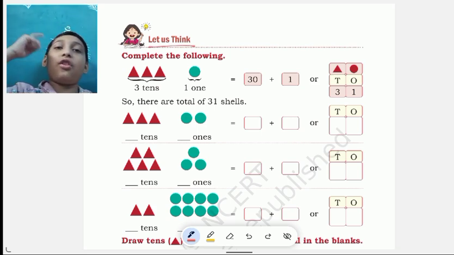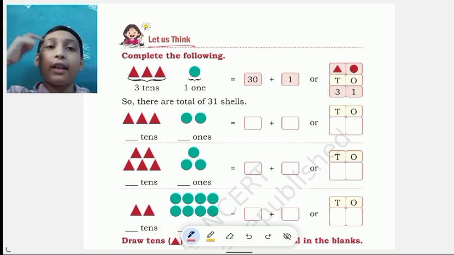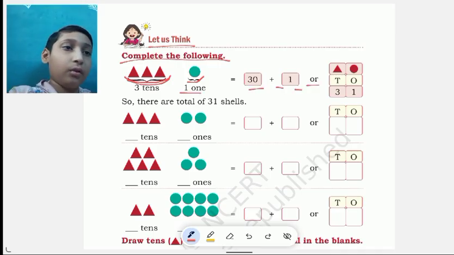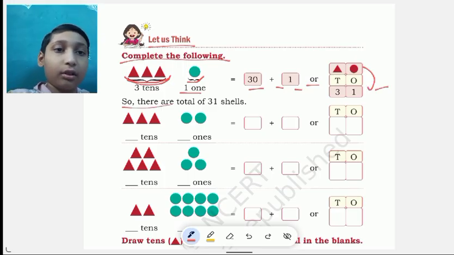Let us think. Thinking power. Complete the following. Okay, in this, because it's an example, there's 3 tens, meaning 3 triangles, and 1 circle, which is 1. So 30 plus 1, or it can be done like this. So okay, there were a total of 31 shells.